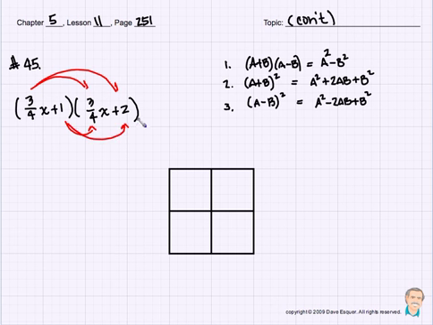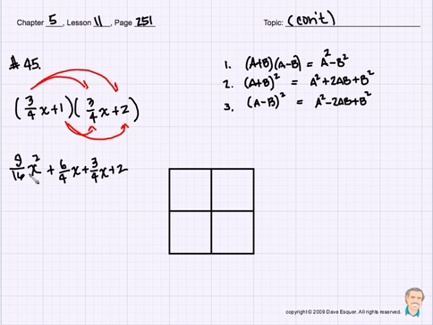First, outside, inside, last. So let's give that a shot. So 3/4 times 3/4 I think is 9/16. Oops, x squared. Let's try this again. Let's not make any mistakes. So 3/4 x times 3/4 x is 9/16 x squared. 3/4 x times 2 is 6/4 x. 1 times 3/4 x is 3/4 x. And 1 times 2 is 2.